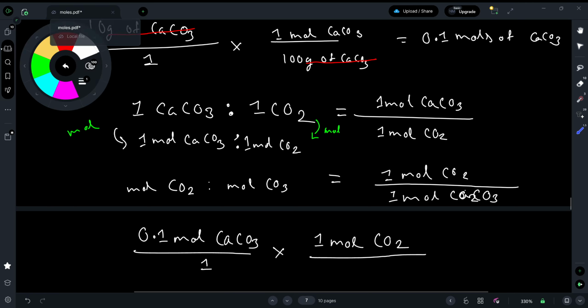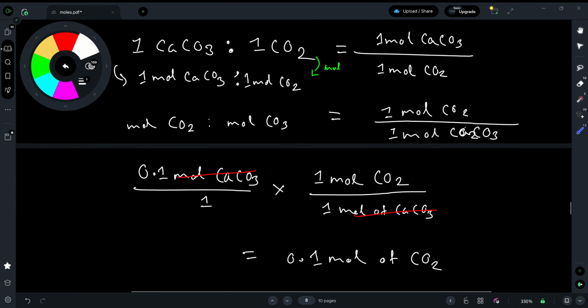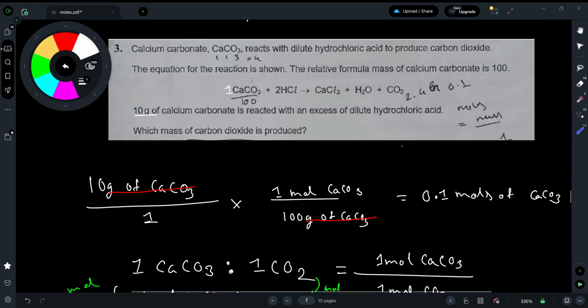So, 1 mole of CO2 over 1 mole of calcium carbonate, and the mole of calcium carbonate is gone. 0.1 times 1 is just 0.1 mole of CO2. So we produce 0.1 mole of CO2.